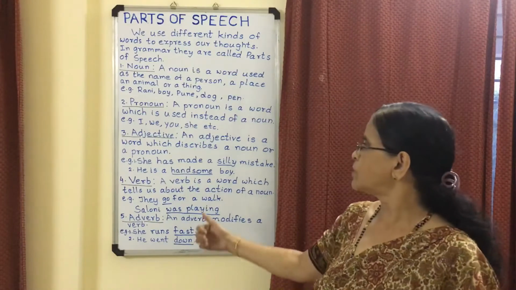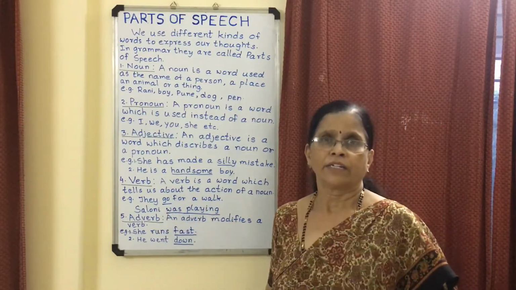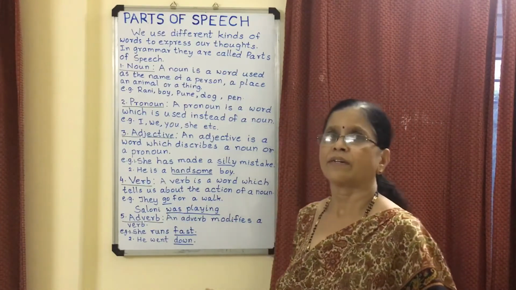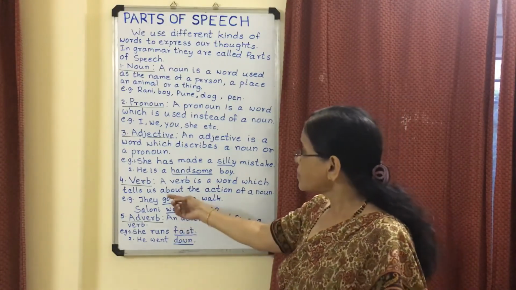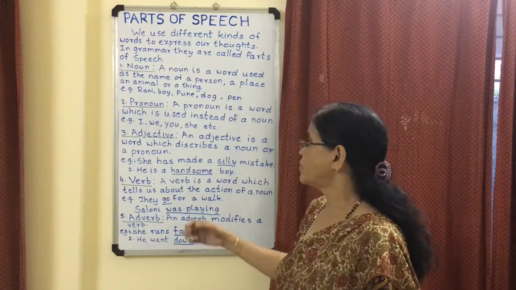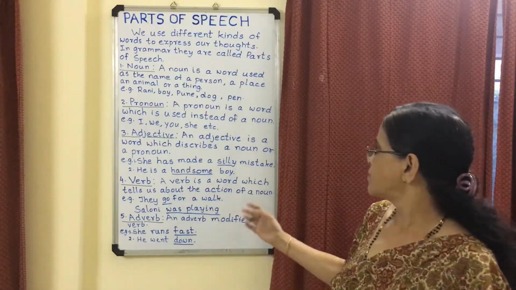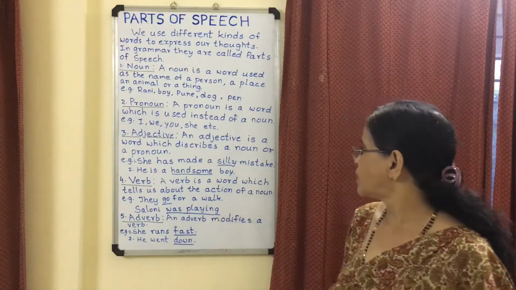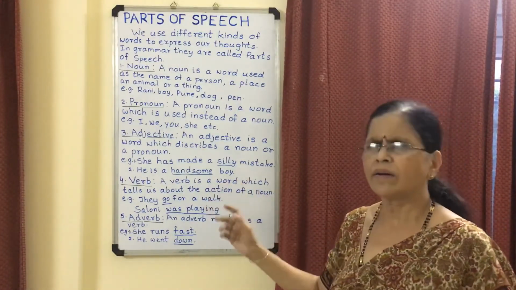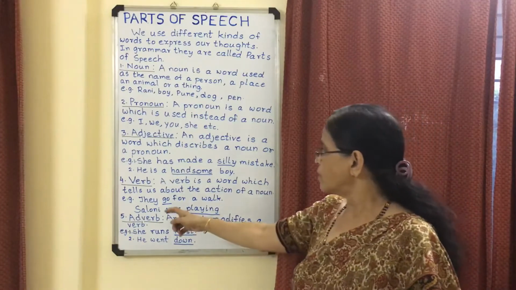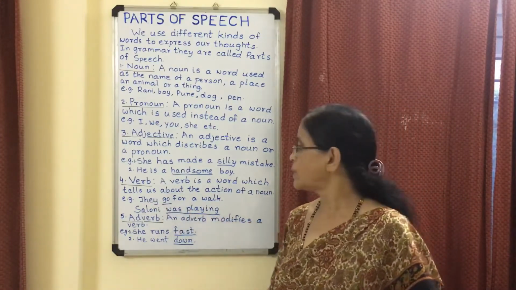Now we'll come to verb. It takes a very important role in grammar. So verb is very important. What is a verb? A verb is a word which tells us about the action of a noun or a pronoun. So here I gave an example.